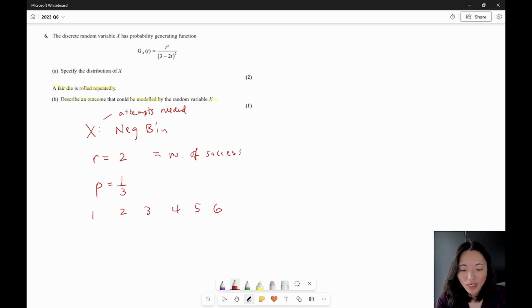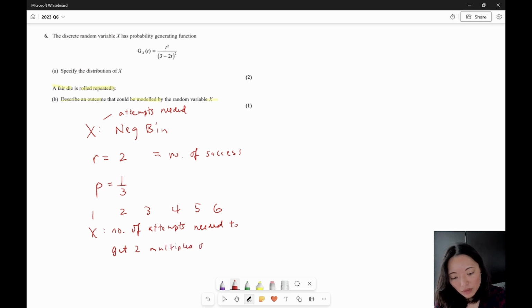But I'm going to do it in a more mathematical way. I'm just going to define an outcome where X is the number of attempts needed to get 2 multiples of 3. So in the numbers 1, 2, 3, 4, 5, 6, there are 2 multiples of 3. One of them is 3, the other one is 6. So there are 2 outcomes that would give me my success event. Therefore, I'm going to define X as the number of attempts in order to get 2 multiples of 3.